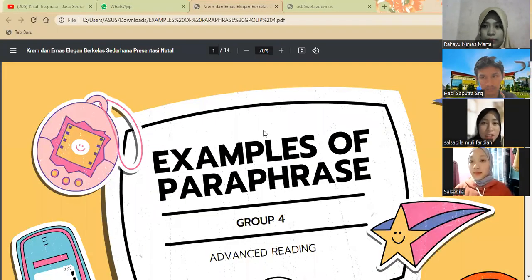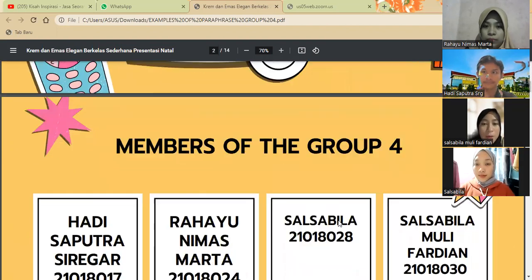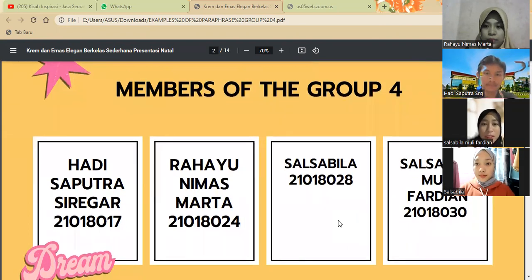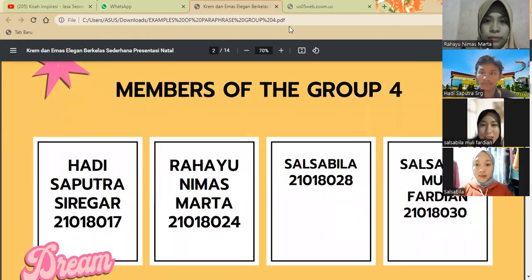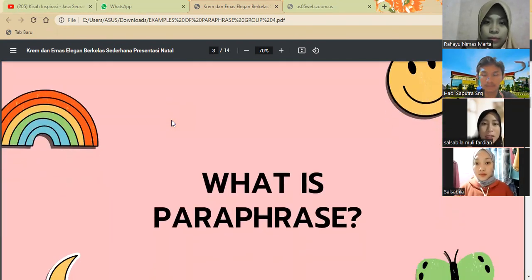Okay, guys, to shorten time, let me introduce our group members. I'm Salsabila Mulifardian as moderator, and Rahayuni Mas Marta, Salsabila, and Hadi Saputra Siregar. In this presentation, we will discuss paraphrase techniques in reading different texts. The first material will be presented by Rahayu. To Rahayu, time is yours.